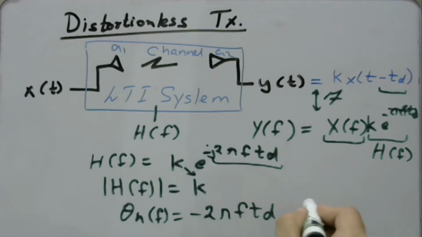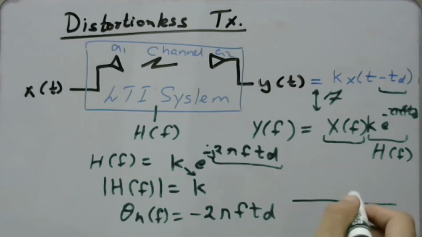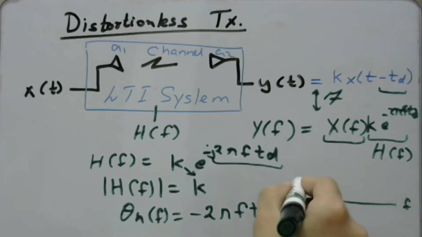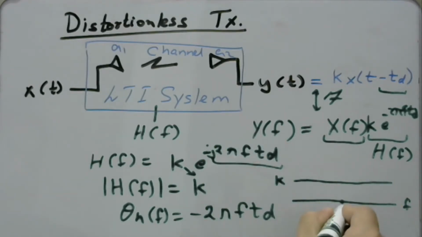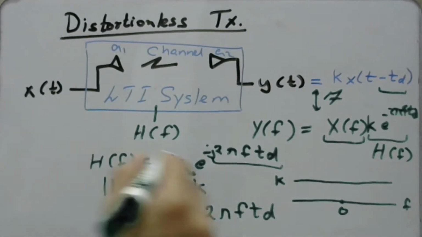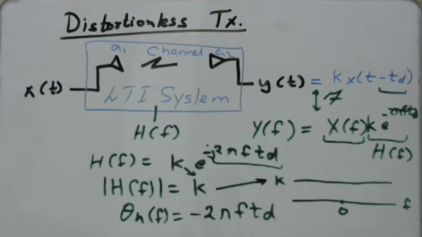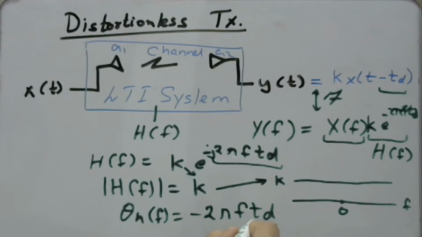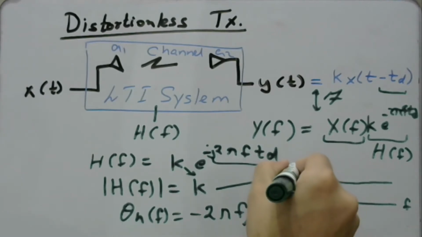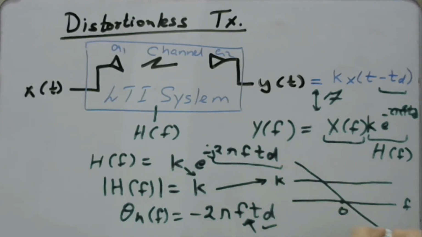So we can say that if we plot the spectra, that is the magnitude plot and the phase plot, we have a constant amplitude, that is k, at all frequencies. So this is denoted by this equation, and then from here we know that the phase is linearly dependent on frequency as td is constant, so we would have an odd function like that. So this theta h of f is represented by this function, and this is represented by the magnitude, that is k.